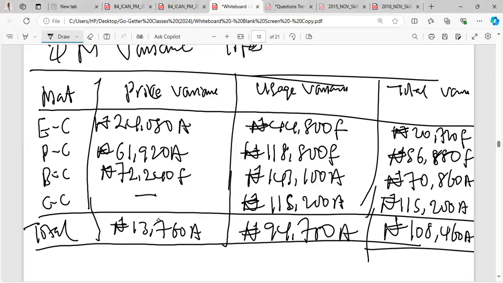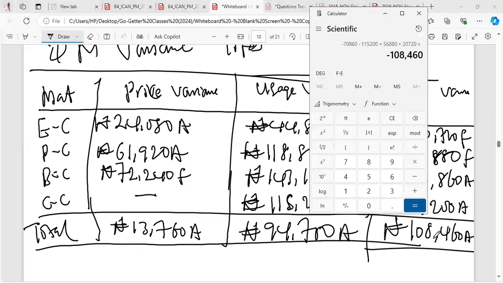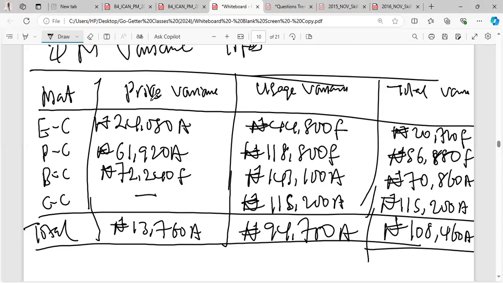Now, this plus this is supposed to give us this. So let's check if it is true. If I plus 94,700, it gives us 13,760. So that means we are correct. So this is our price, this is our usage, this is our total variance.